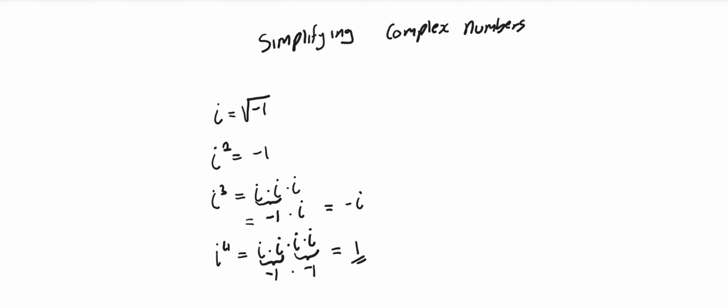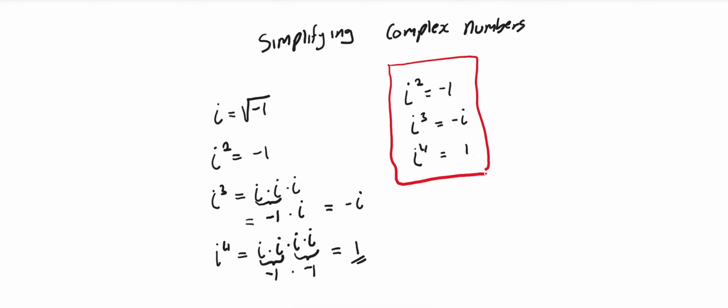So this is what we need to know. i squared equals negative 1. i cubed equals negative i. And i to the fourth is equal to 1. So this is what you need for this video.